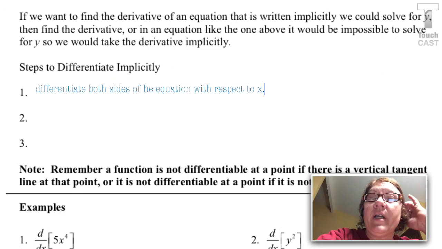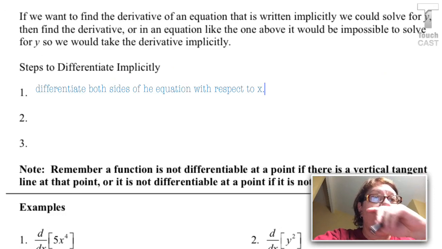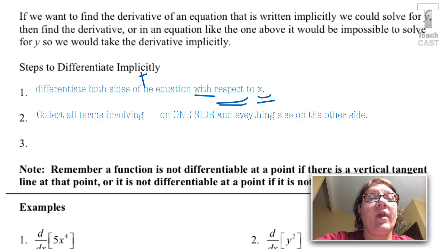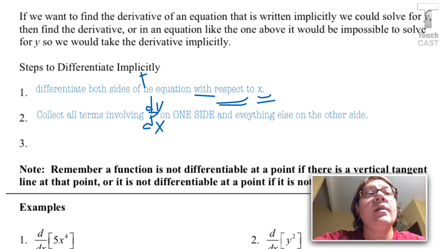So in order to differentiate implicitly, one thing I want to be able to do is make sure that I'm differentiating both sides of the equation with respect to x. So after I've gone through and I've differentiated both sides with respect to x, I'm going to collect all the terms involving dy dx, you're going to see a bunch of those in a minute, on one side of the equation. In other words, I'm trying to get all the dy dx's by themselves on one side. It's just an algebra step.